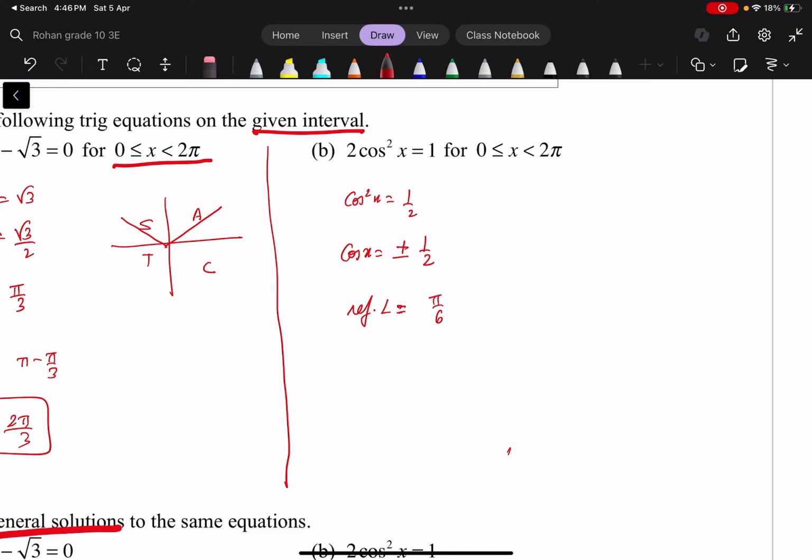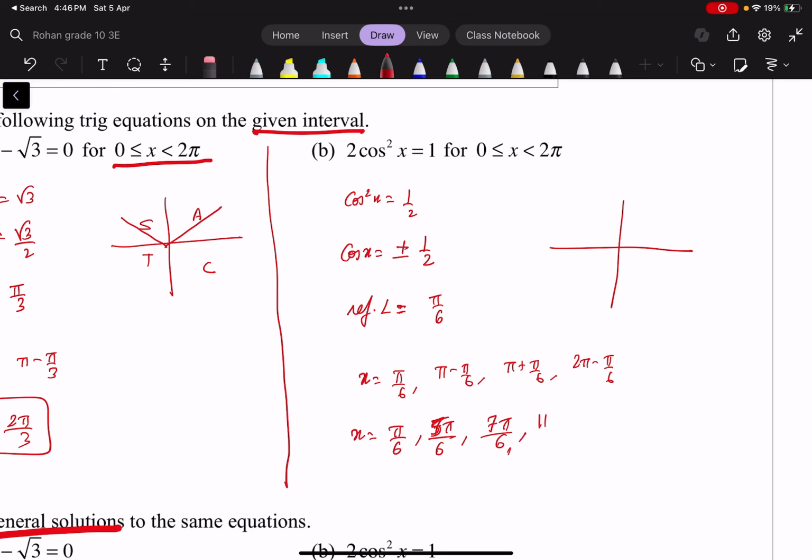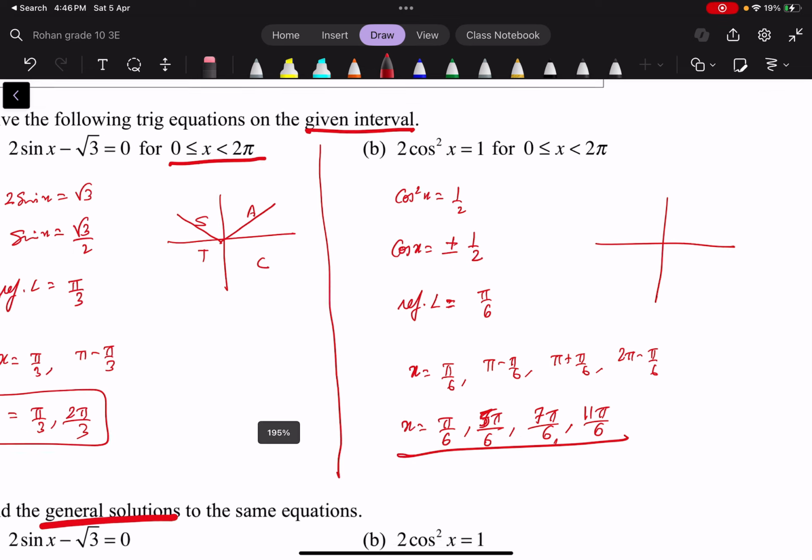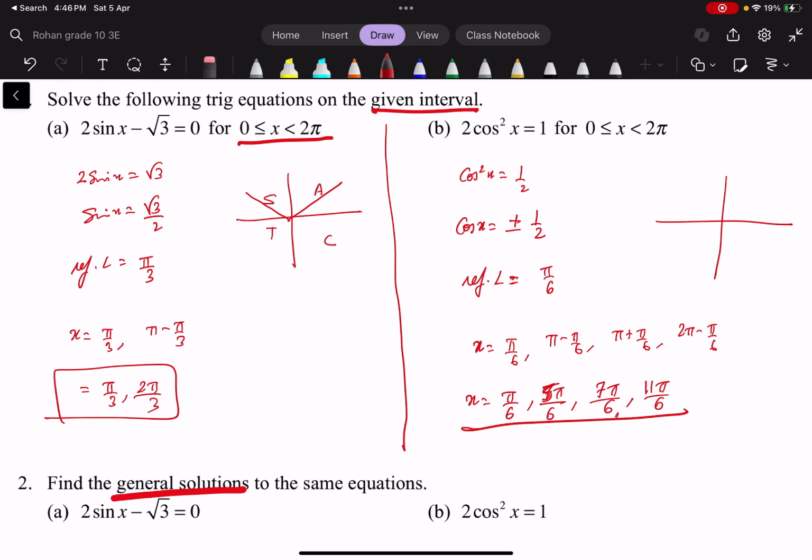So it will be in all quadrants basically because they are having plus and minus. So it will be pi by 6. So answers will be pi by 6, or pi minus pi by 6, pi plus pi by 6, and 2 pi minus pi by 6. So x is equal to pi by 6, 5 pi by 6, 7 pi by 6, and 11 pi by 6. Makes sense? Correct? So this is one type, when the interval is given. You just solve, use the unit circle to find solutions.